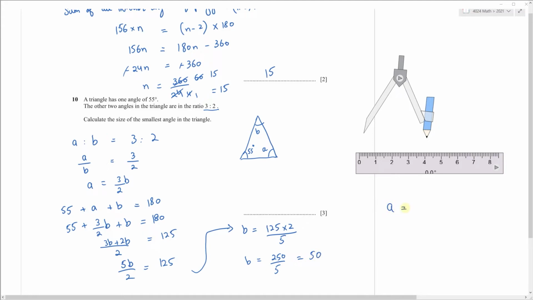Now let's calculate A. You know A is 3/2 times B, which is 50. So this is 150 divided by 2, which is 75. So this angle A is 75 degree and this angle B is what? 50 degrees. So you have to calculate the size of the smallest angle. So your smallest angle here is B, which is 50 degrees.